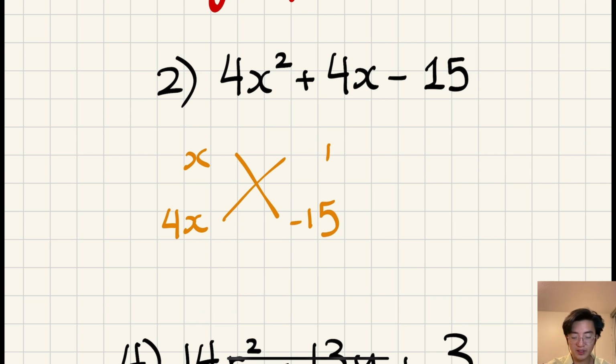We can try, how about 1 times negative 15? We get negative 15x plus 4x gets us negative 9x. Still not 4x. No worries, let's keep guessing.